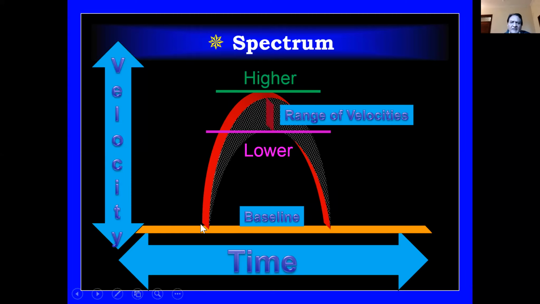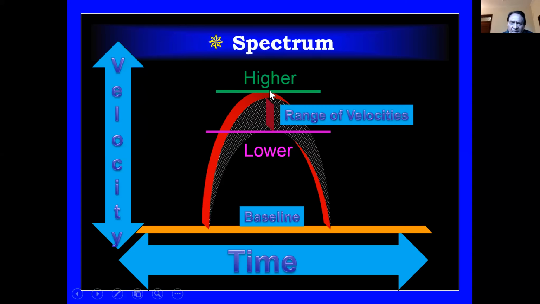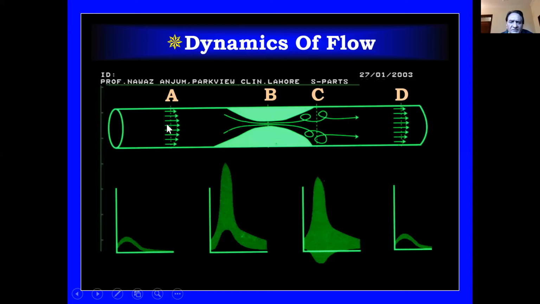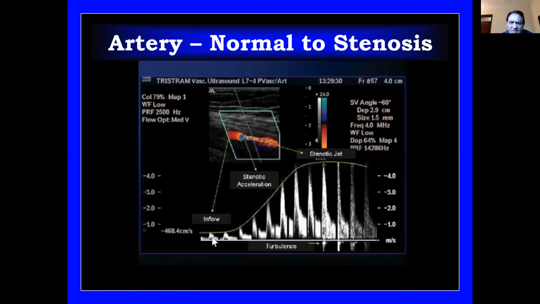I've seen many people giving lectures. They say that from here to here is the spectral broadening, whereas spectral broadening is here. The range of velocities increases. As you can see, here is normal. At the site of stenosis, there is an increase in the spectral width, and this window is narrow now. Immediately after stenosis, there is reversal of flow. This is called turbulence or eddy currents. And again, here it is a normal flow. So spectral broadening, turbulence, and as the stenosis increases, the velocity increases, as I've shown here.